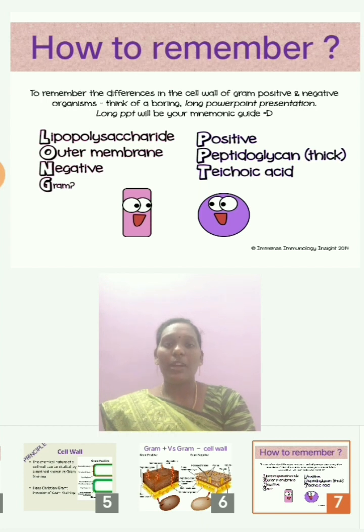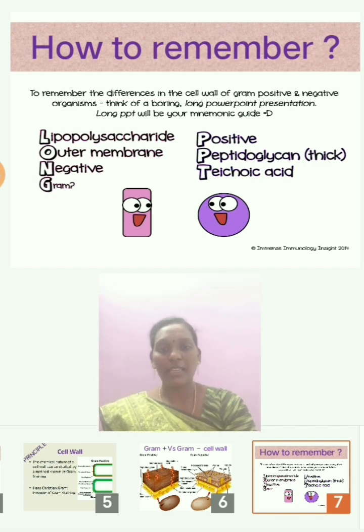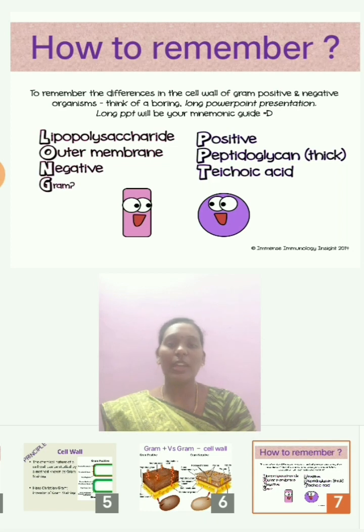Then the next one, PPT. This you have to remember. P stands for positive. Again, P stands for peptidoglycan, which is thick, and teichoic acid. So PPT: positive, peptidoglycan, teichoic acid. T also stands for thick. Gram positive has a thick peptidoglycan and also has teichoic acid. So using this mnemonic, you can remember the difference in cell wall composition between a gram positive and gram negative cell wall.